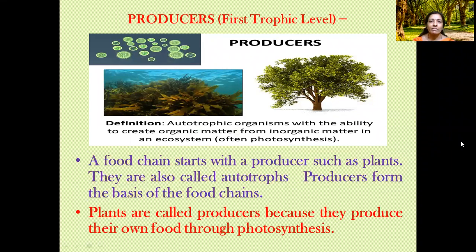Now let us see which are the different trophic levels. The first trophic level or the basis of any food chain will always be the producers. A food chain begins with a producer. These producers are basically plants. They are also known as autotrophs. They form the basis of any food chain. Plants are also called producers because they produce their own food through photosynthesis.